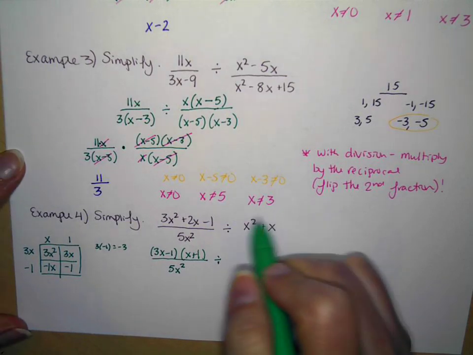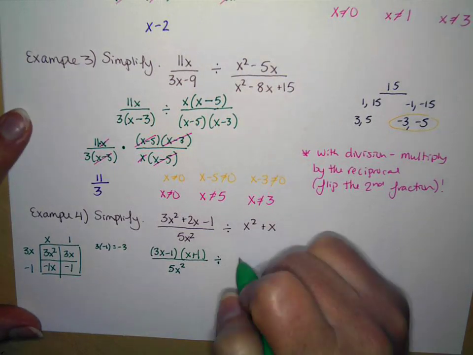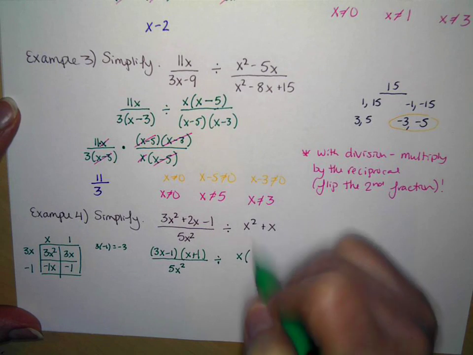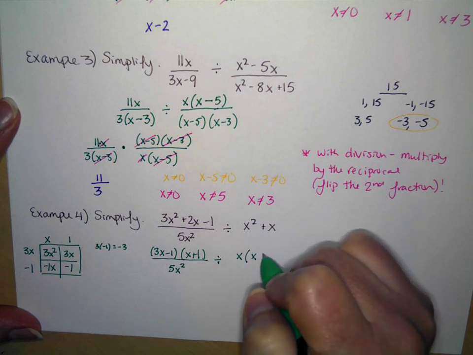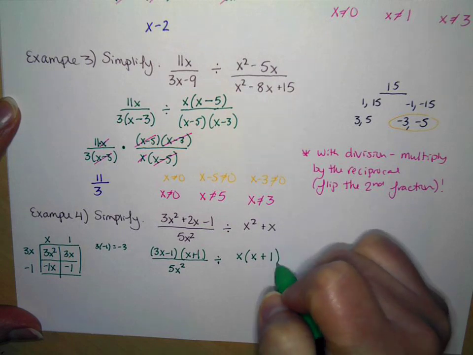And now we want to factor this expression here, x squared plus x. There's only 2 terms, and I notice they both have an x, so we're going to factor that out, our greatest common factor. What do you multiply x by to get x squared? Another x. Plus, what do you multiply x by to get x? 1.